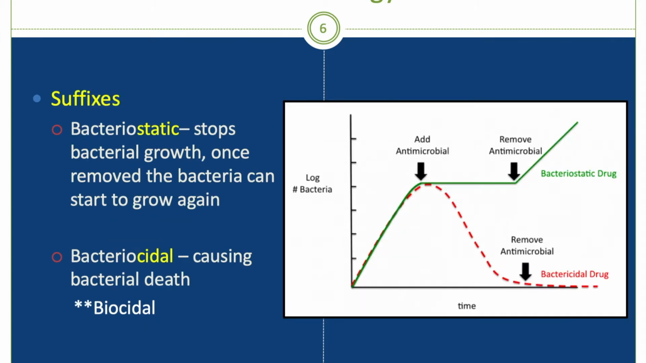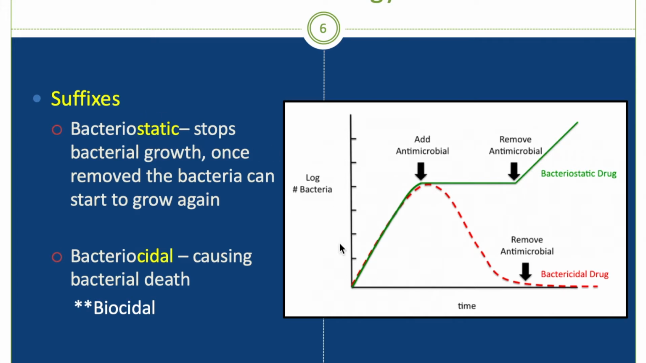Still with terminology, you have certain suffixes that give you an idea what a particular chemical does. So we have bacteriostatic, and those will stop the growth of bacteria. And once you take them away, the bacteria will start growing again. So the static tells you that there's a stasis, there is a stoppage, there is a pause.